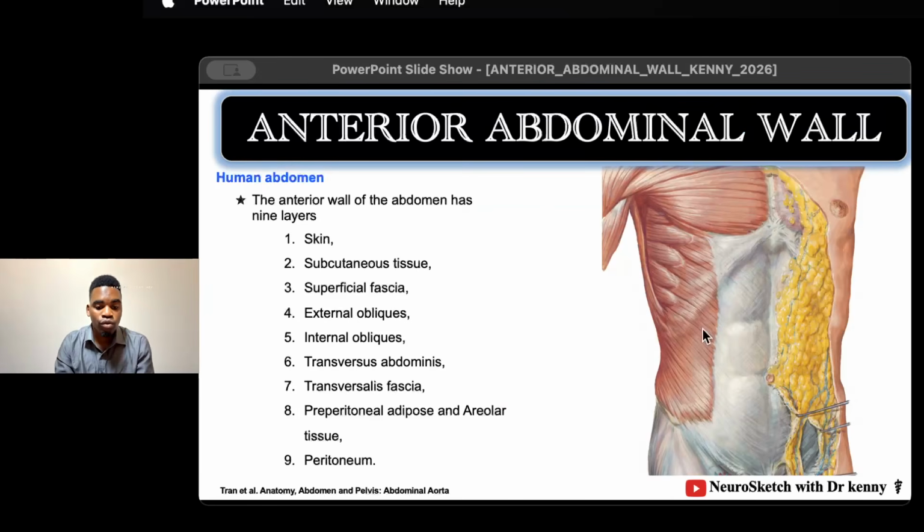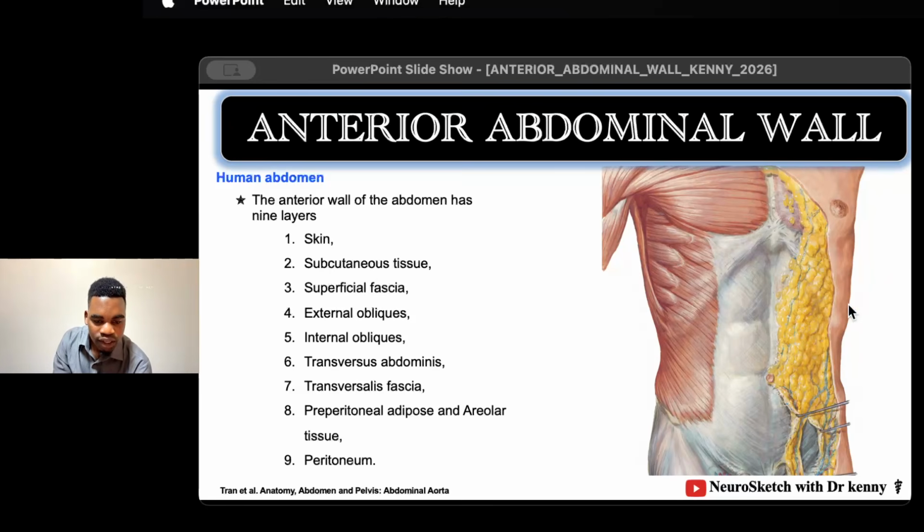Now the anterior abdominal wall is made up of 9 layers from outside to inside, but these layers depend on which approach you're using. If you're going from the lateral approach, it's 9 layers, but if you're going from the anterior approach, it's going to be a little bit different, and you're going to see why.